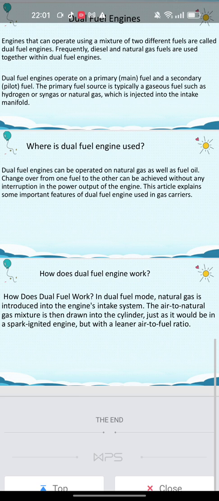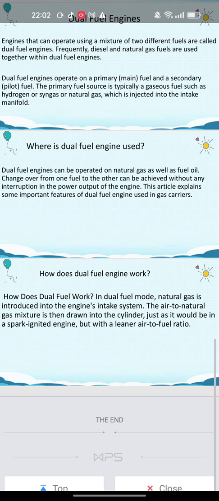Where is dual fuel engine used? Dual fuel engines can operate on natural gas as well as fuel oil. Changeover from one fuel to another can be achieved without any interruption of the power output of the engine.